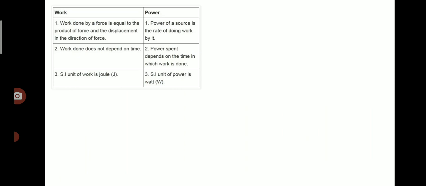So work and power. Work done by a force is equal to the product of force and the displacement in the direction of force, while power of a source is the rate of doing work by it. Work done does not depend on time, while power spent depends on the time in which work is done. SI unit of work is joule, while SI unit of power is watt.